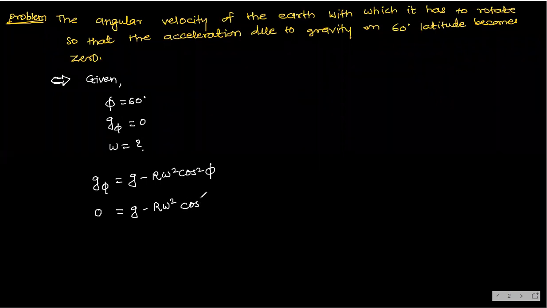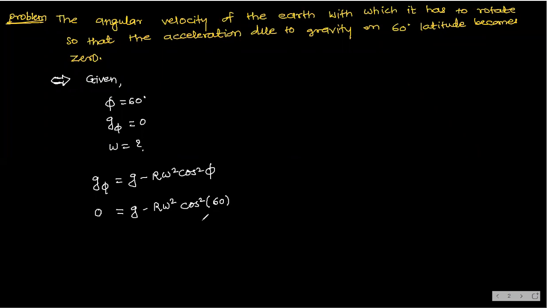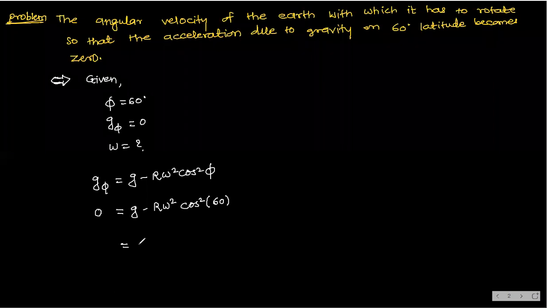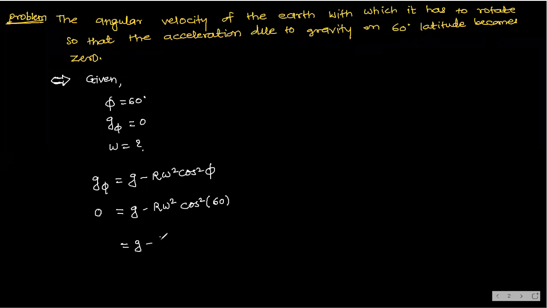Cos square into angle is what here? Phi, 60 degree. Who will tell me cos 60 value? Cos 60 value, 1 by 2. Very good. R 1 by 2 omega square, and this is 1 by 2 whole square. Right? And this is going to be 0. So this is g minus 1 by 4 R omega square, and this is equal to 0.